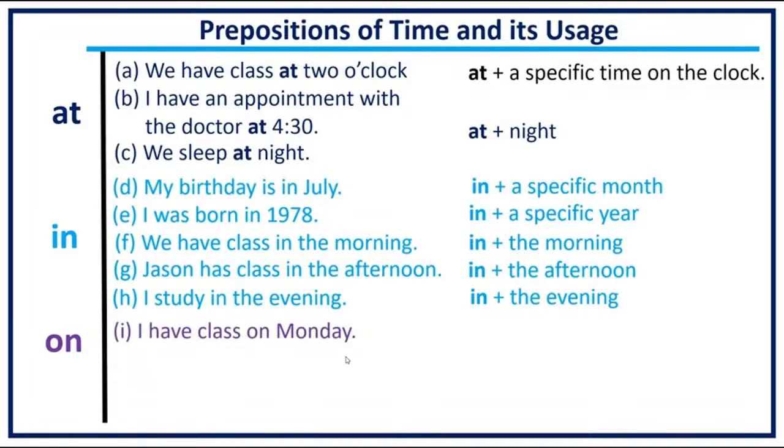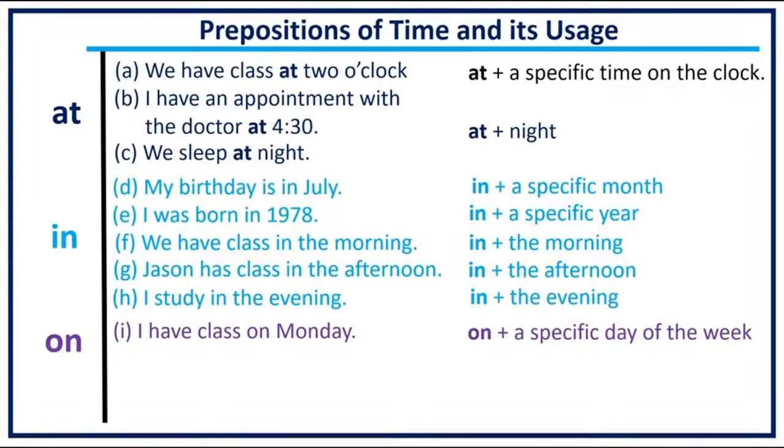I have class on Monday. So as you can see here, we have on Monday. We have here day of the week. So on plus a specific day of the week. Example, on Monday. So this is a specific day of the week, on Monday. On Wednesday. On Thursday. On Sunday. On Saturday. Remember, we use preposition "on" for a specific day of the week.